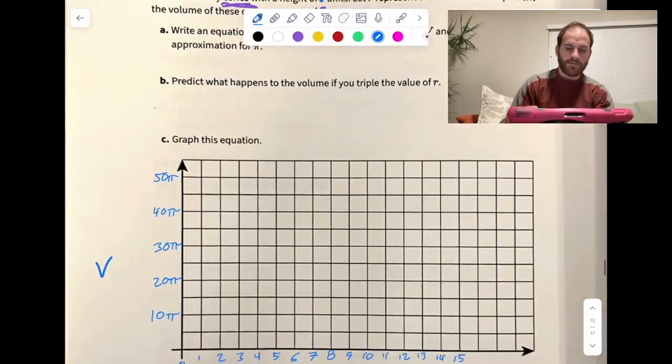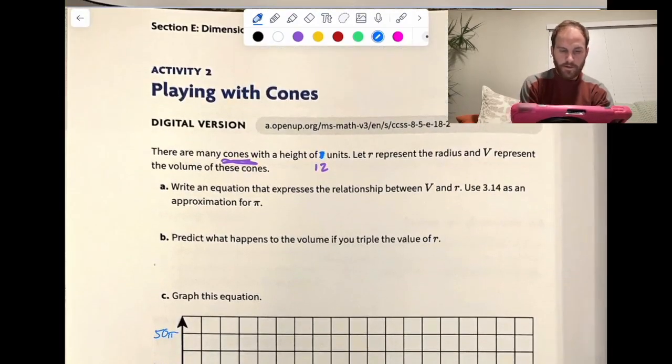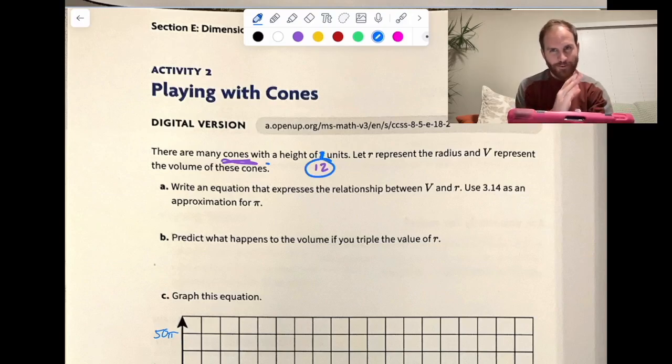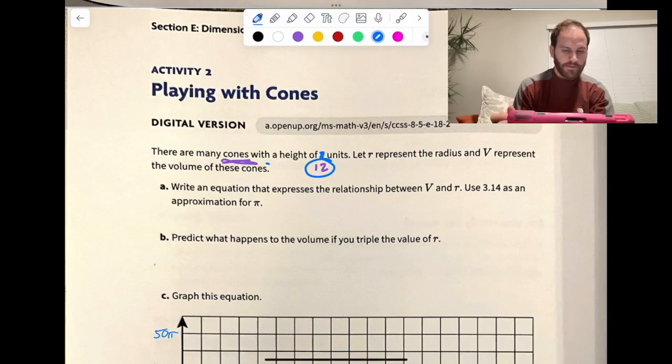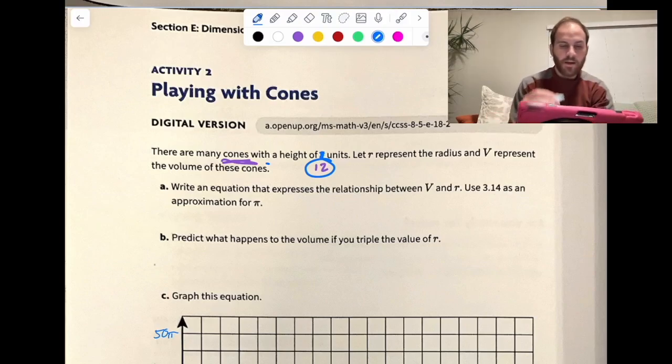Let's go to a graph here, all right? So here we've got, there are many cones with a height of 12 units. I put that one in there, just works better. Okay, and we'll let R represent the radius and V represent the volume of these cones. Does that sound good?